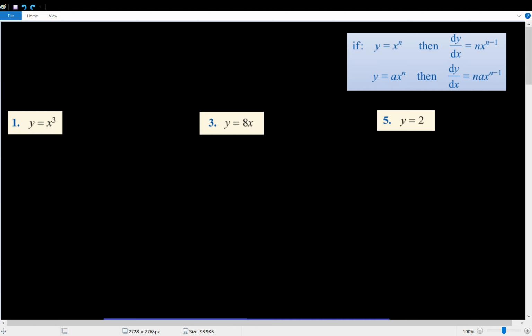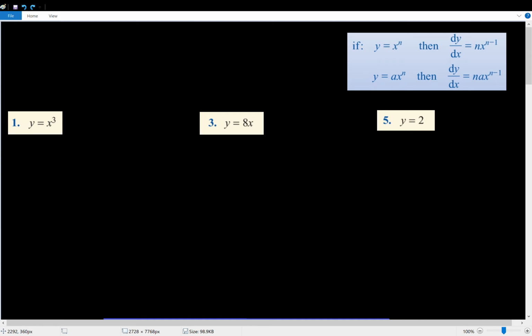So you can see the rule up here in the top right of the screen, where we've got if y is equal to x to the power of n, then dy dx, which is the differentiation of that, will be equal to n times x to the power of n minus 1. Or if y is equal to a times x to the n, where a in this case would be an actual number as opposed to just a variable the way x is, then dy dx would be equal to nax to the power of n minus 1. In other words, when you're differentiating, you're going to multiply the power by the coefficient and then reduce the power by 1. So let's just see a few examples of this.